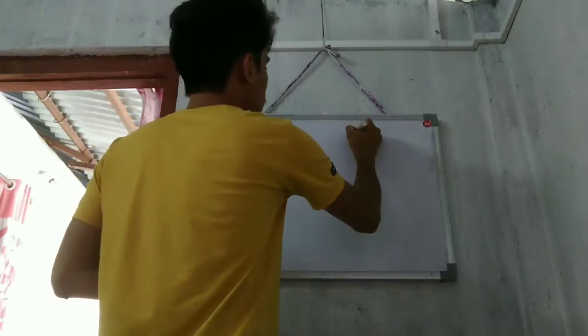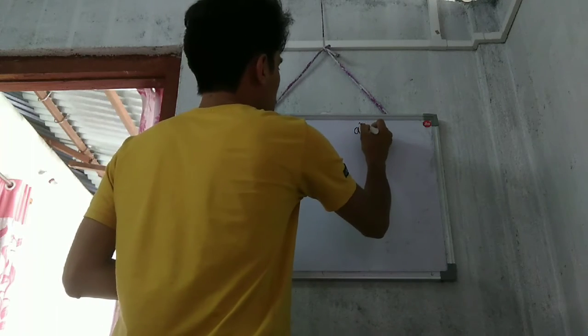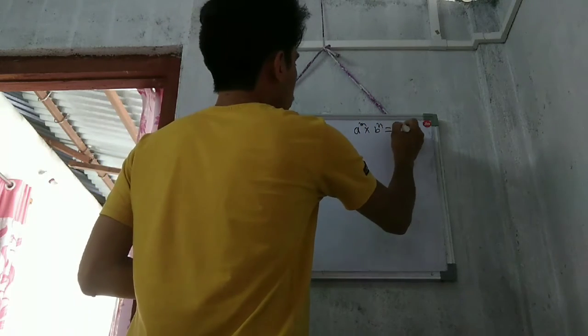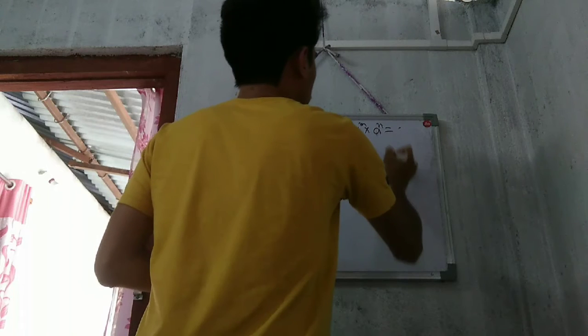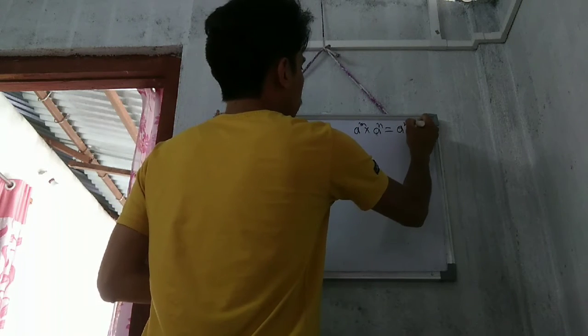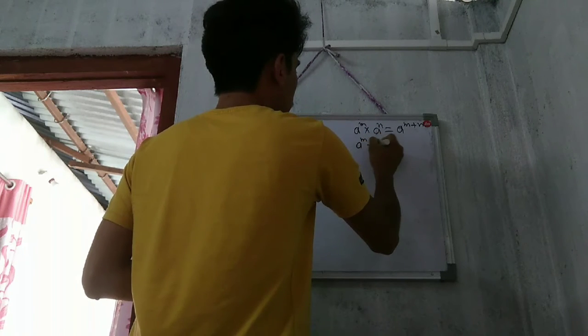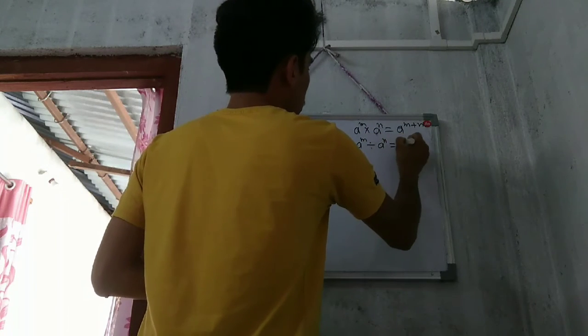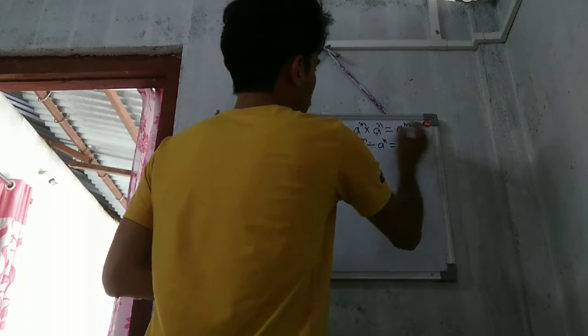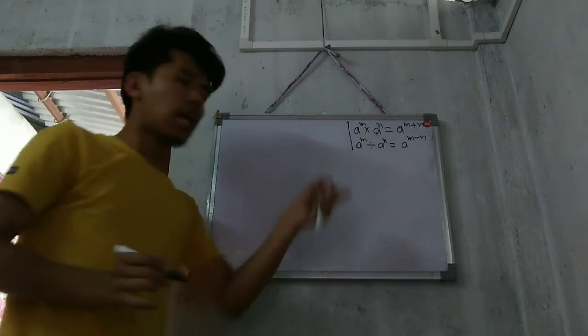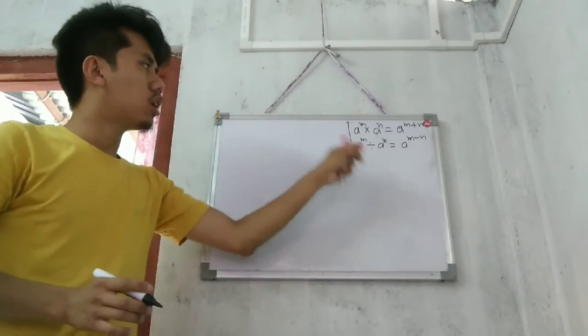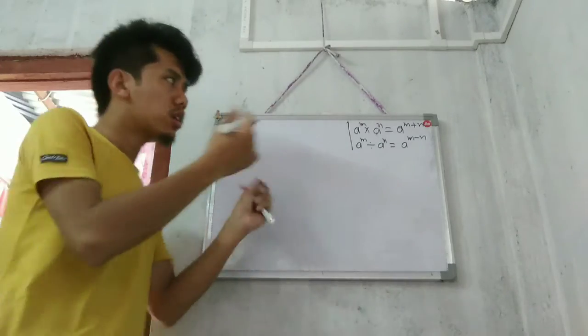The formula is a to the power m into a to the power n is equal to a to the power m plus n, and a to the power m divided by a to the power n is equal to a to the power m minus n. So in this section I will just use these two formulas and give some examples.